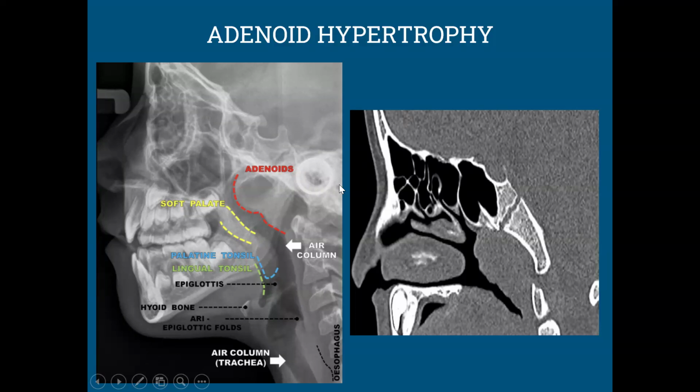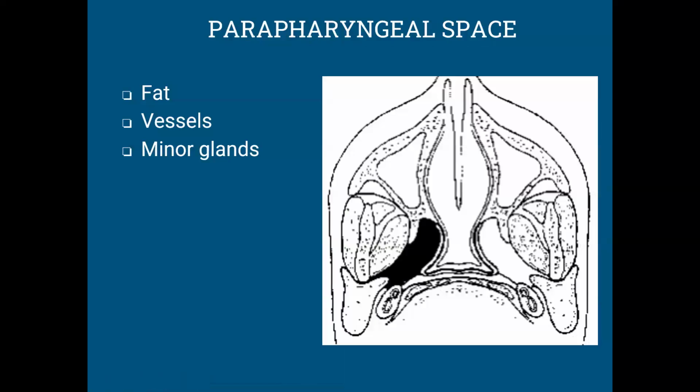We saw the Waldeyer's ring. So commonly in this space we also have adenoid hypertrophy, which we commonly see on this X-ray in children as soft tissue fullness in the nasopharyngeal region, causing airway narrowing. So this is the adenoid hypertrophy on this X-ray, and the corresponding sagittal CT image showing the adenoid hypertrophy. So that was about the pharyngeal mucosal space.